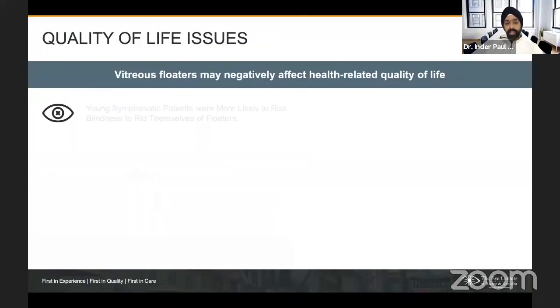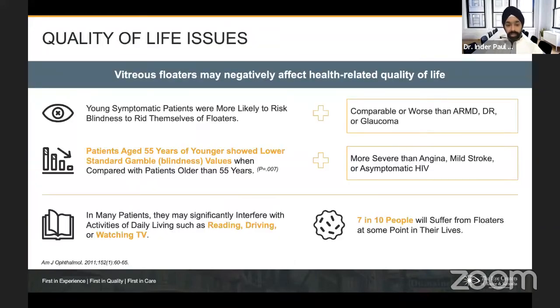And there's actually an interesting study that was done a few years ago. It was published in the Journal of Ophthalmology in 2011 that asked patients, what are you willing to risk to reduce the floaters?